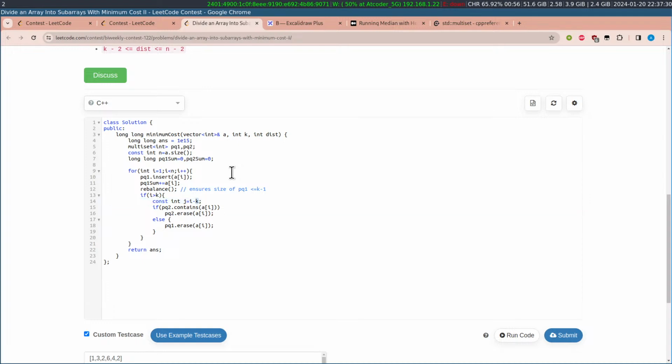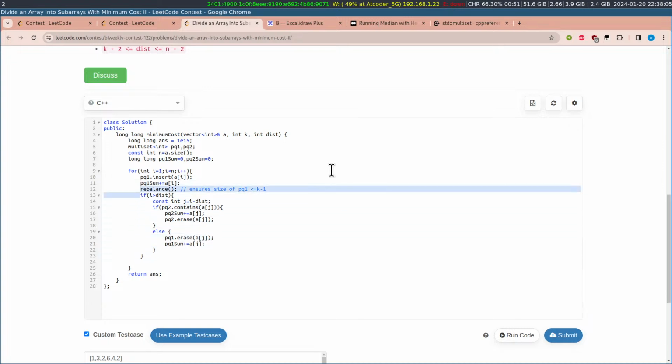Because we are running with, sorry, not k, dist, because we have to maintain all the elements in the range of distance. So if we have come too far, we also delete the element which is at a distance greater than allowed. And again the rebalance logic ensures the size is correct. And at last, take the minimum of answers.